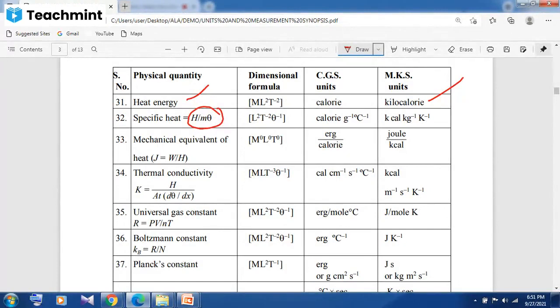So what is the SI unit of that? Kilocalorie per kg per Kelvin. Kilo means what? 10 to the power 3, that is what we call kilo. So kilocalorie per kg per Kelvin. So that is actually the specific heat formula, students. Thereafter mechanical equivalent of heat is given. This is also regarding the heat concept itself.